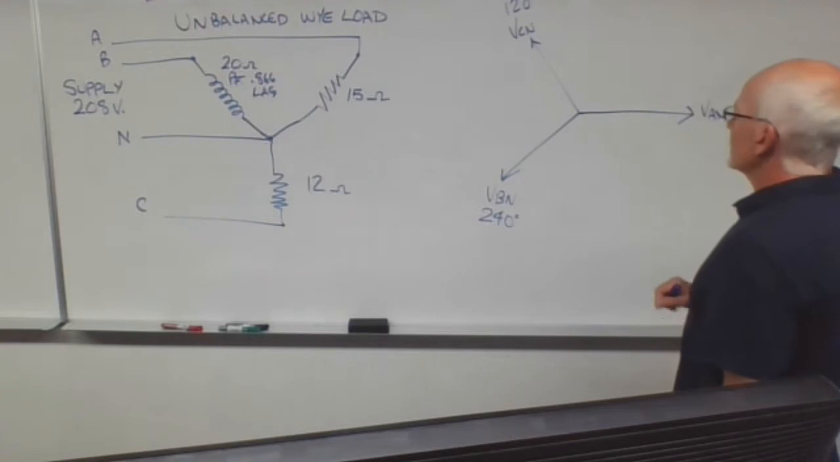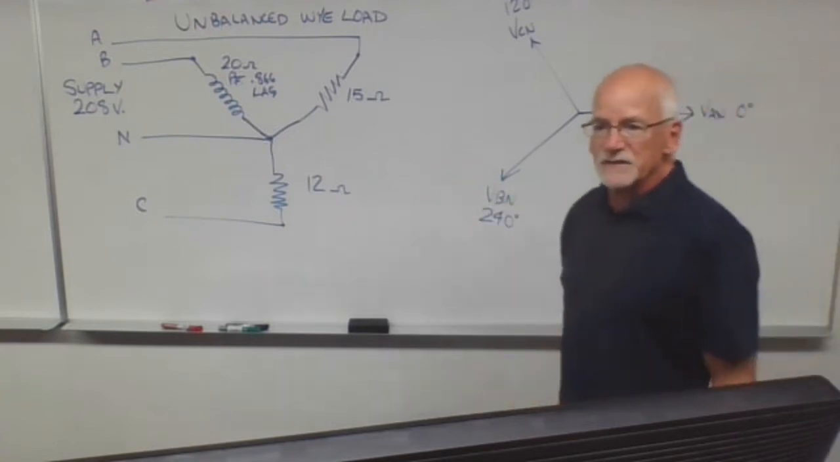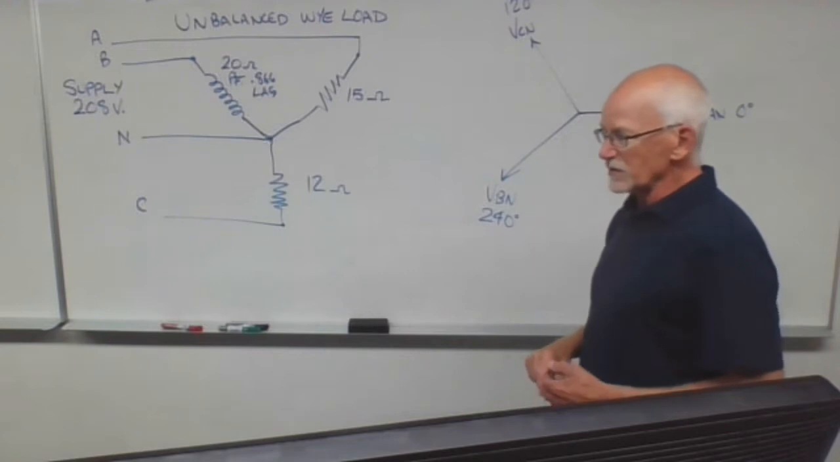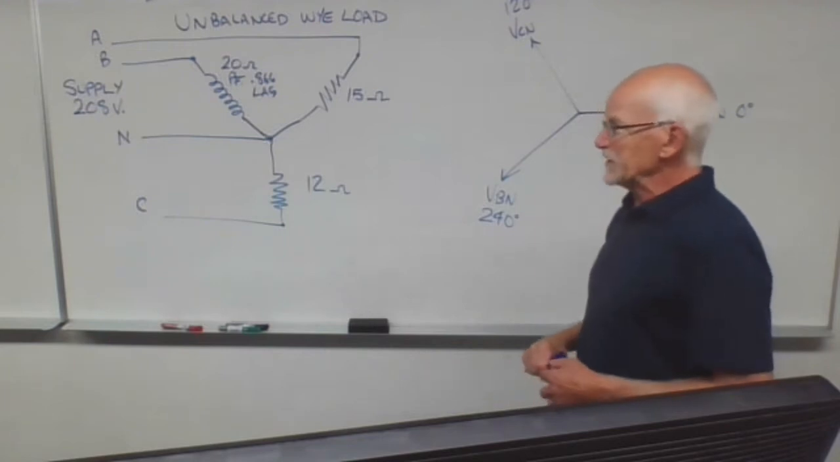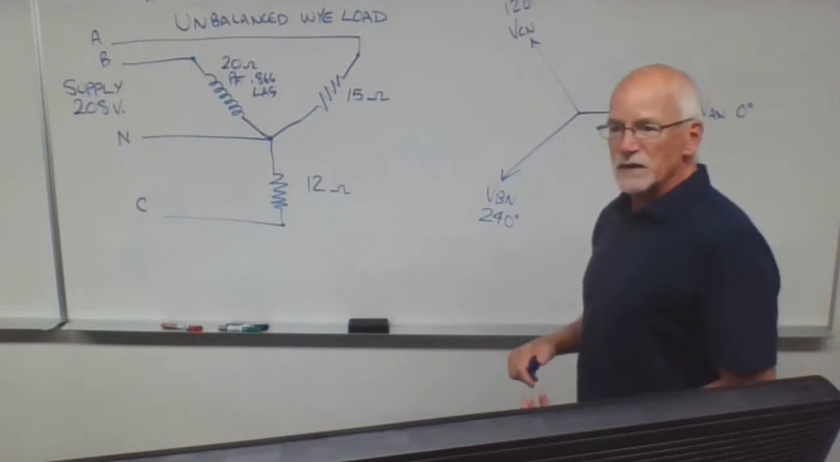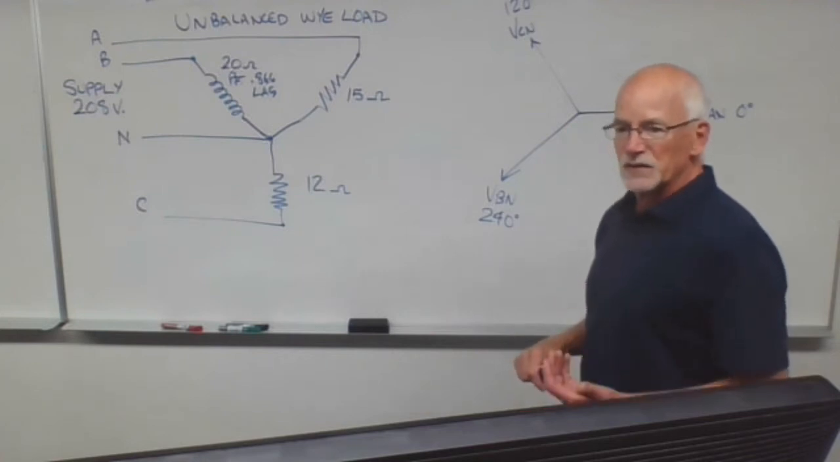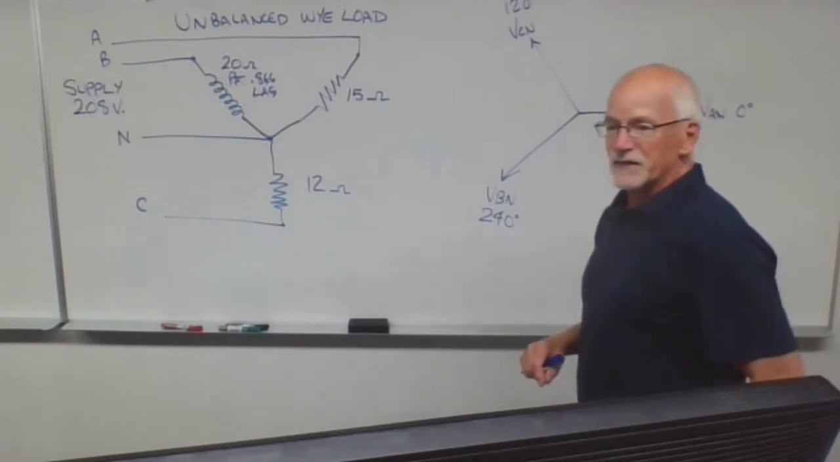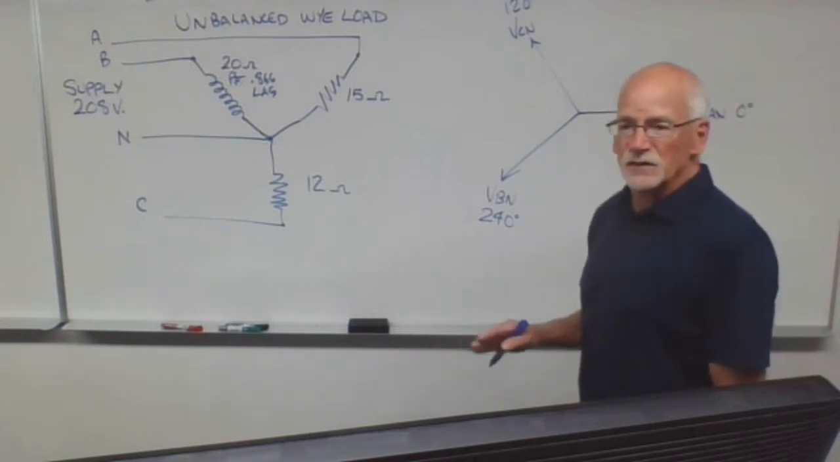And if the supply is 208 volts, then we always look at supply or source or generator voltage. They just give us one voltage. It is almost always the line voltage. They're pretty clear about it being phase voltage when it's phase voltage. So the supply voltage that we have for this load is 208 volts.